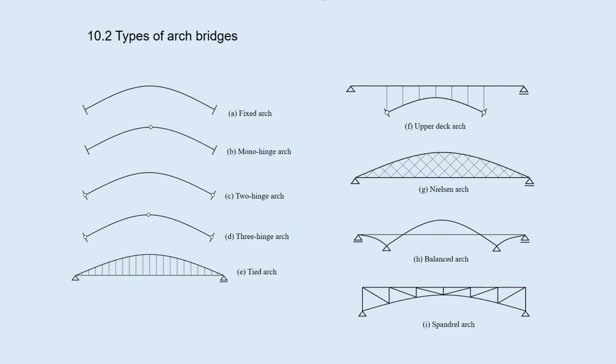G is a Nielsen arch, where the hangers and struts are inclined and crossed. This is aesthetic, but the control of cable pre-stressing is not easy. H is the balanced arch, where the reactions at the supports are balanced. The girder bending moments can also be reduced. I is the spandrel arch, where the space between the arch rib and the girder is connected by trusses.